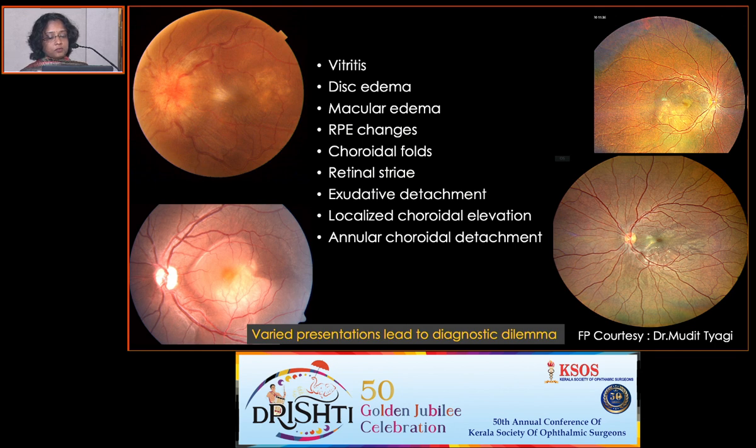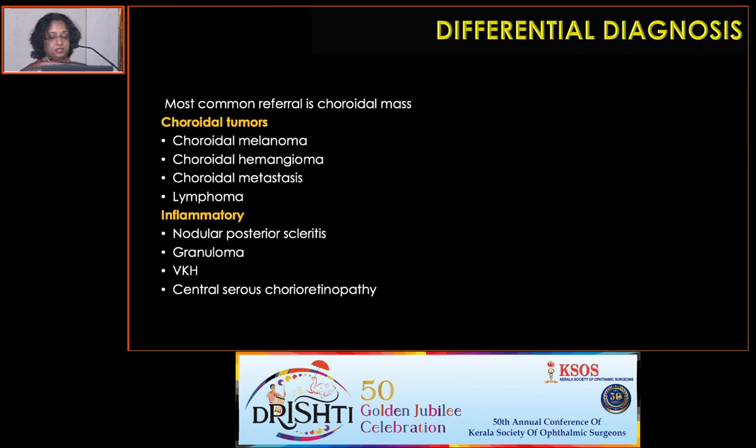The most common feature is the choroidal folds, which you can see here, and the retinal striations. They can have exudative detachment, which sometimes looks like a PED, and may be diagnosed as CSCR. They can have massive exudative detachment and a choroidal elevation which looks like a metastasis or a melanoma, and they can have annular choroidal detachment. Because of this varied presentation, these patients might go undetected in the initial presentation.